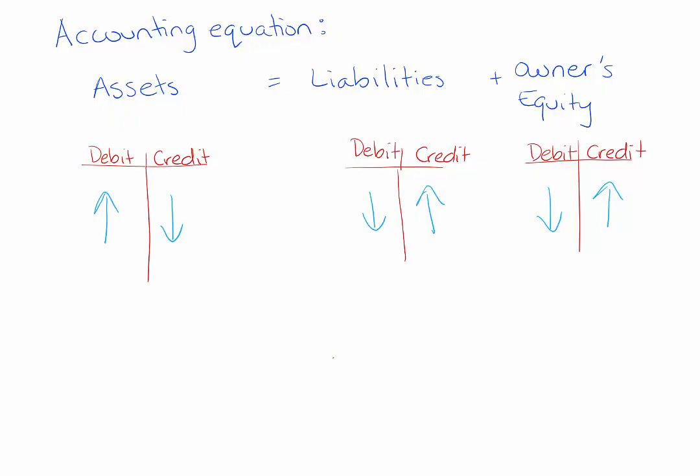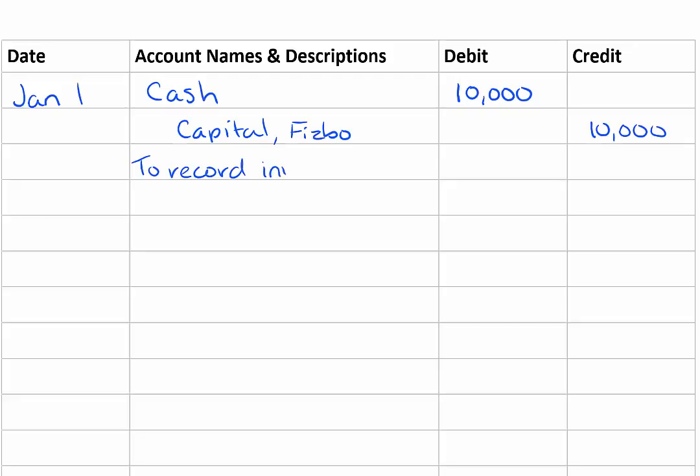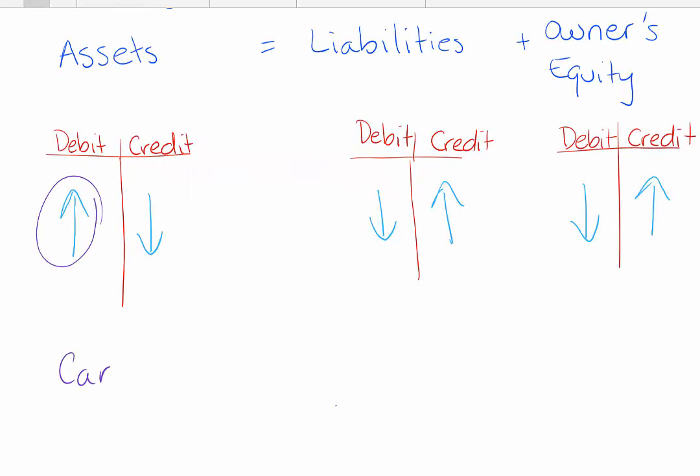So now let's go to our accounting equation. In our example, cash is increasing. Cash is an asset. So we are going to debit cash, and capital, which is an account in owner's equity, is increasing. So we're going to credit owner's equity. Now let's put it into the journal. So the first journal entry, we're going to debit cash for $10,000 and credit capital to FSBO for $10,000 and add our description.